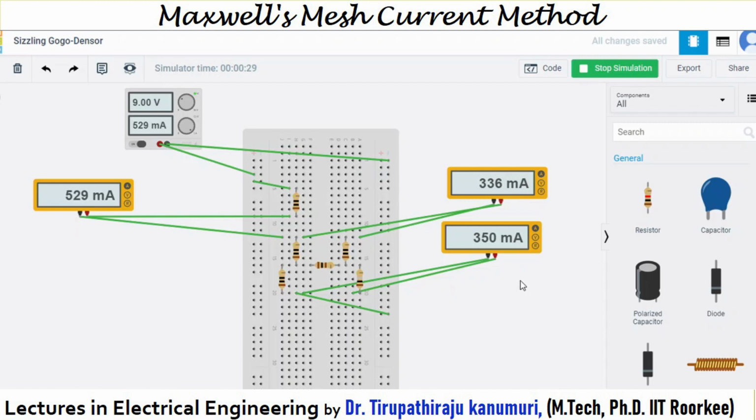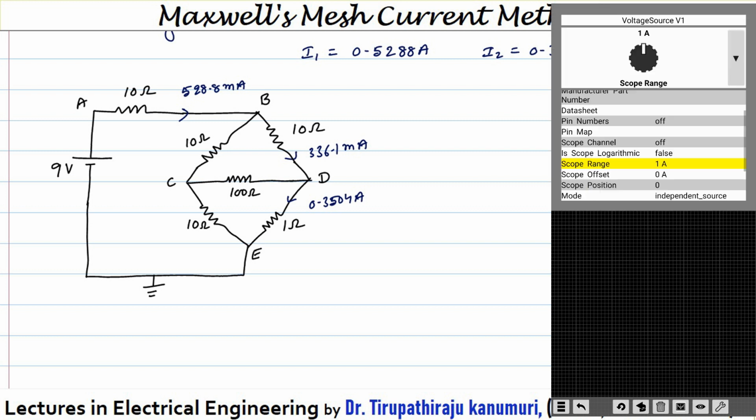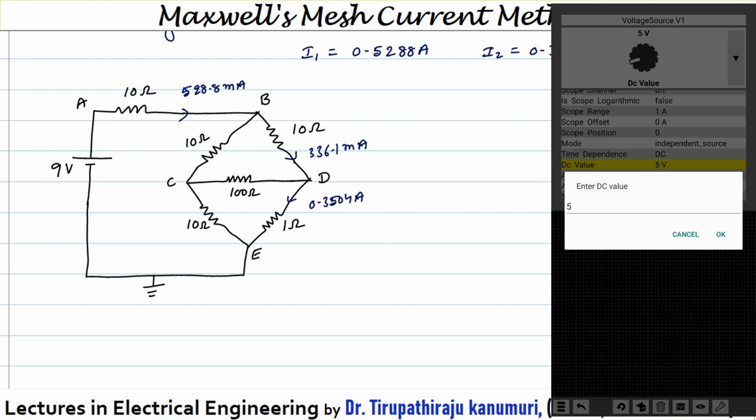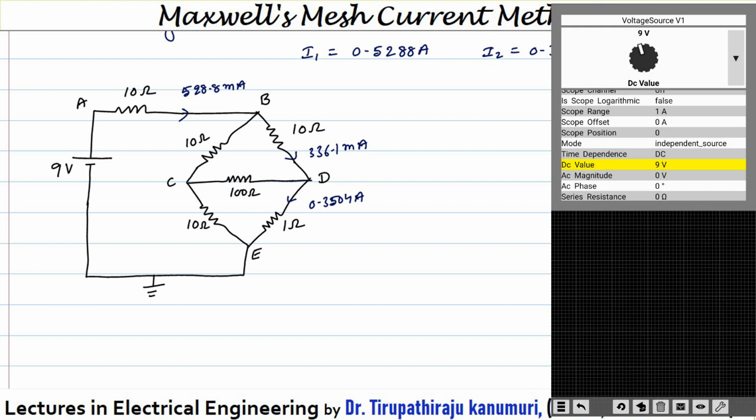So let us now try to verify using Circuit Safari. Again for this, as usual, one battery will be required. If you double click on the battery, you can select the range of the current. We know the current is limited to 1 ampere only, it is not more than that. Then you have to select the value of the voltage. You can see here DC. That voltage we are taking in our example as 9 volts. So I have changed it to 9 volts.